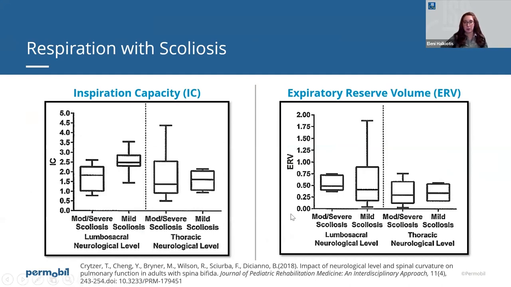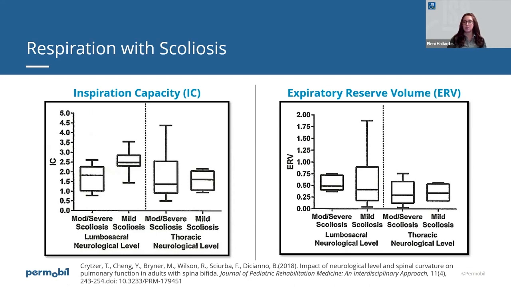Then they took it a step further in this research, and not only did they compare pulmonary functioning between those with lumbosacral level lesions and thoracic level lesions, but they also compared it with the extent of scoliosis. People who had what they classified in the study as a mild scoliosis compared to those with a moderate or severe scoliosis.